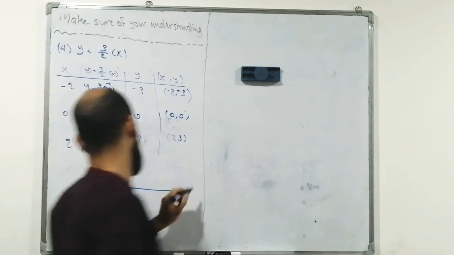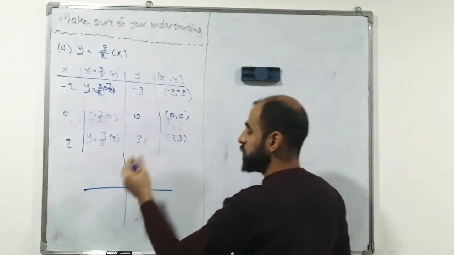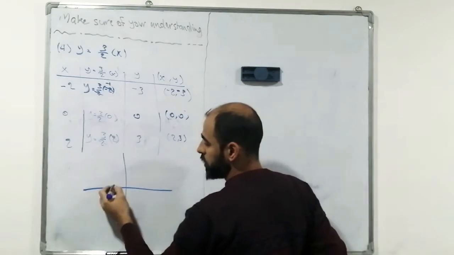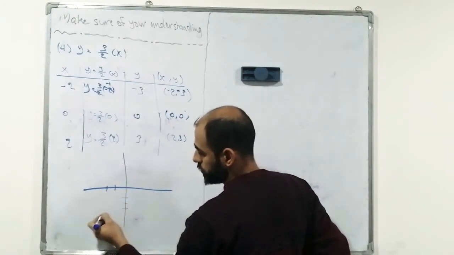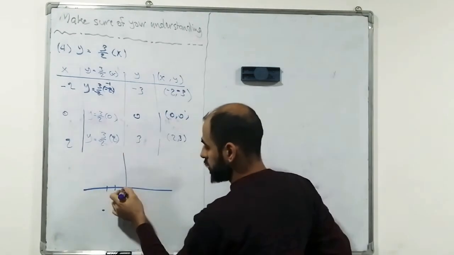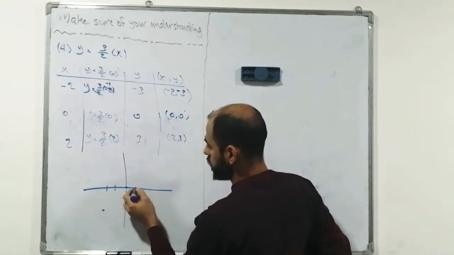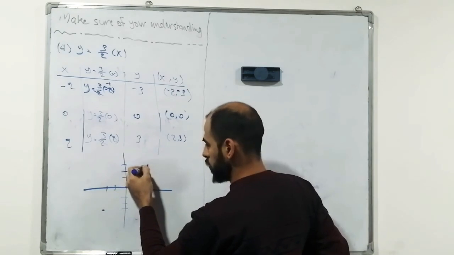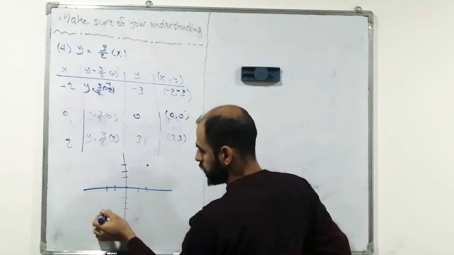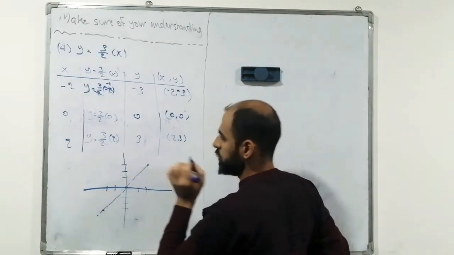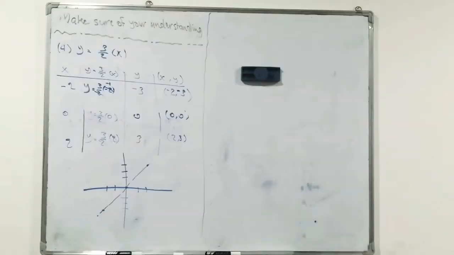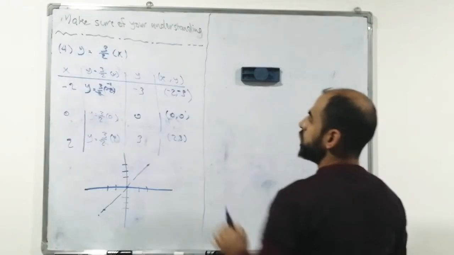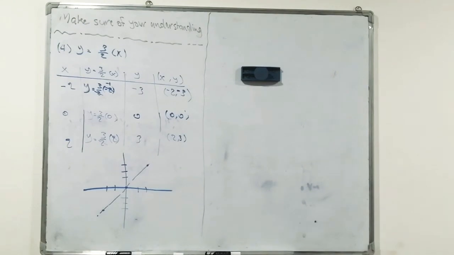So the third order pair is (2, 3). Now determine the points in the coordinate plane. The first point, -2, we go to the left, and -3, we go downward. The second one, (0, 0). And the third one, (2, 3): we go to the right and then upward. So this is the graph line of y equals 3 over 2 multiplying by x.